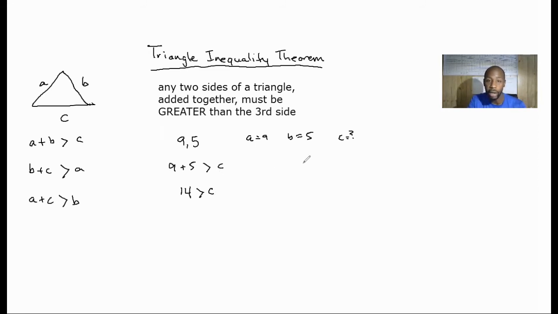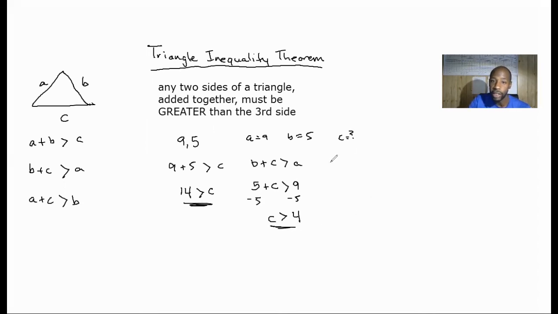Okay. Now, let's plug it into this next equation. B plus C has to be greater than A. So B is 5 plus C has to be greater than A. I didn't mean to write A. A is 9. So let's take 5 from each side. That means C has to be greater than 4, okay?